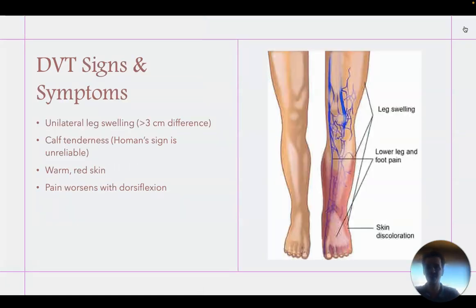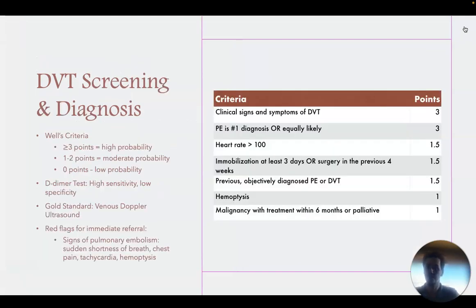Signs and symptoms of a DVT include unilateral leg swelling, calf tenderness, and the Homans sign, which is listed as unreliable. The Homans sign is literally a calf squeeze test. Also warm, red skin, and pain that worsens with dorsiflexion, which is bringing your toes up towards your head.